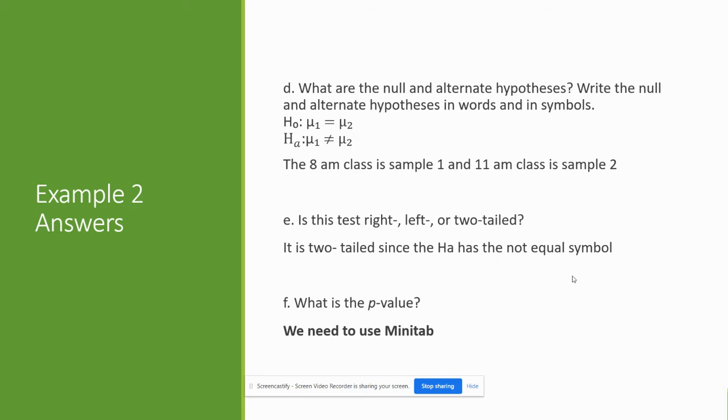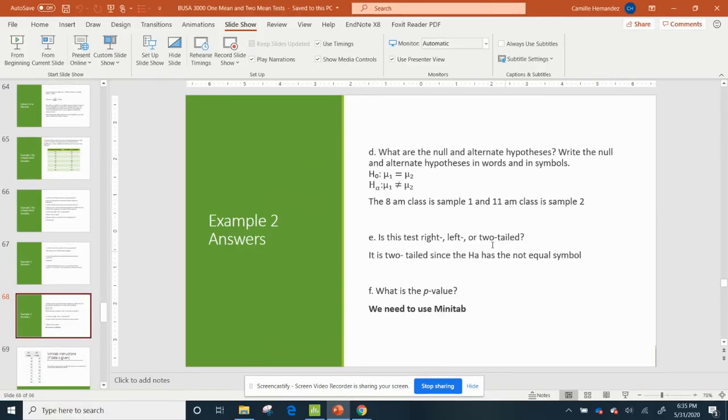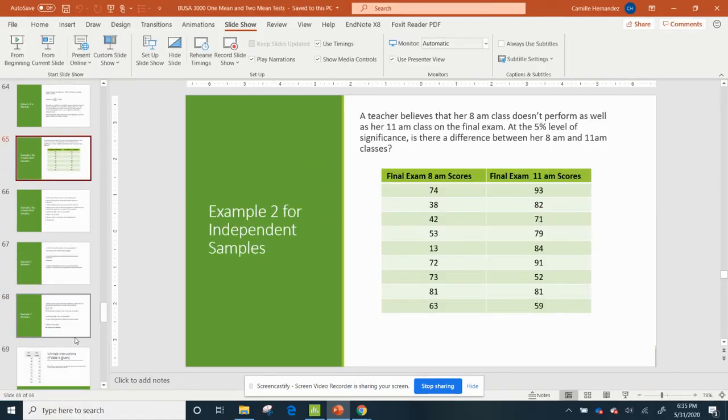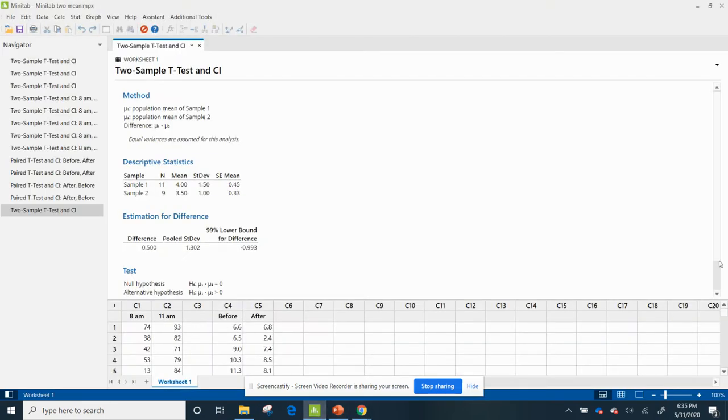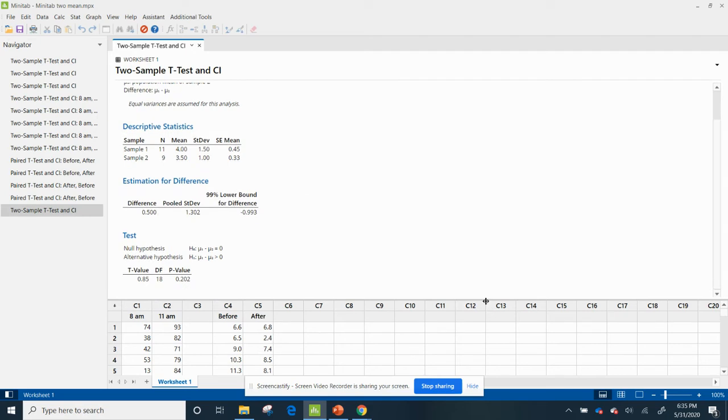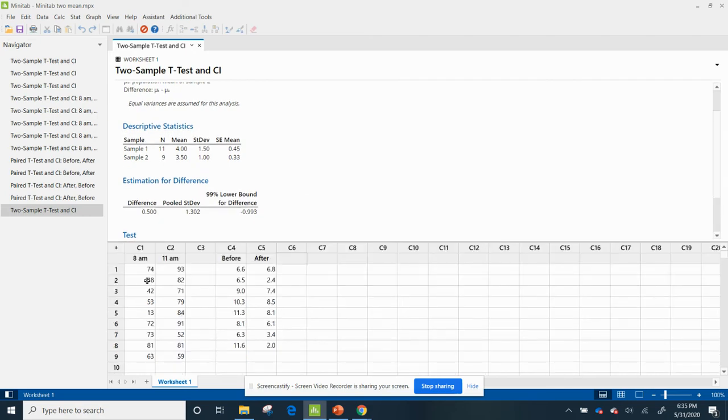And what is the p-value? All right, I'm going to have to use Minitab. All right, so remember I was given all my data. Remember, here's my data. So I've got to put the data into Minitab, and I'm going to do it in two different columns. I've got one for 8 a.m. and one for 11 a.m. And I'm going to show you here. Okay. Oops, let me bring this up a little bit. So here you see my 8 a.m. and my 11 a.m.